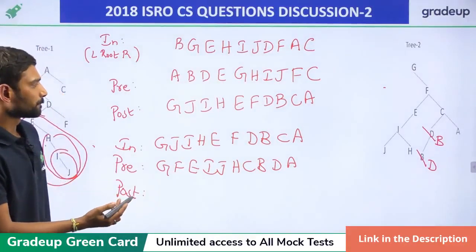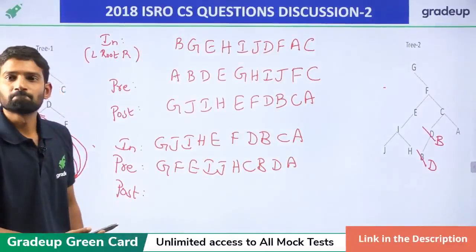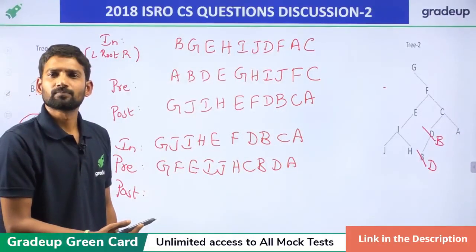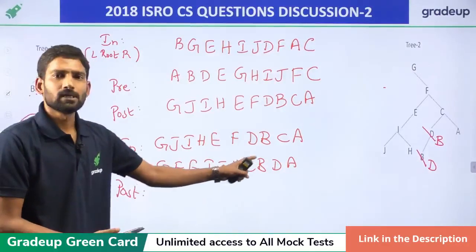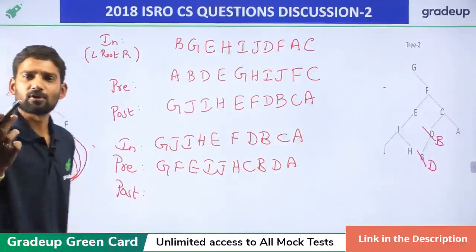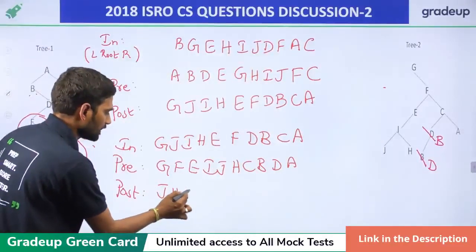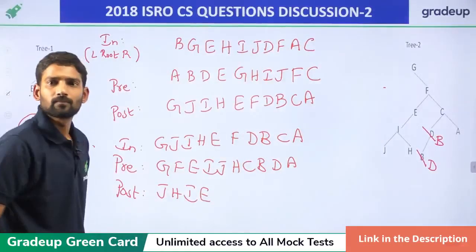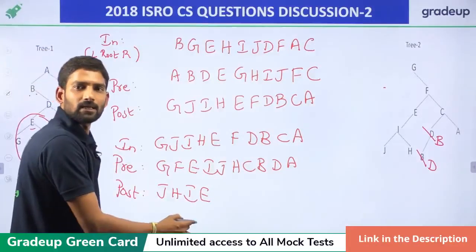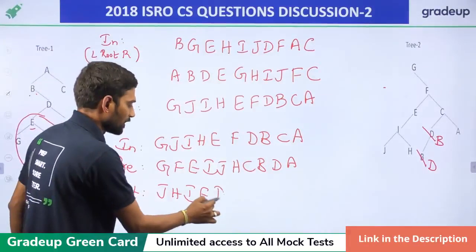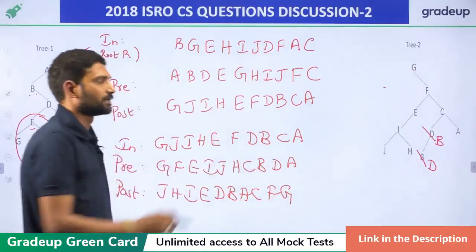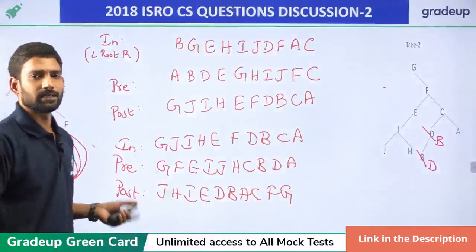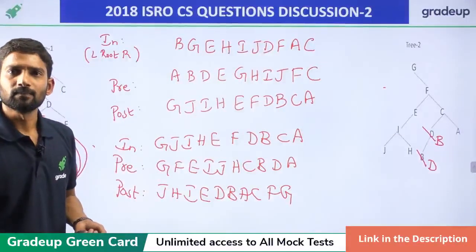What is post order? Pre-order is GFE, IJH, CBDA. Yes, I have written the post order, please: JHIE, DBA, CFG. Okay, DBA, CFG. Fine. Now you please compare. All are here. What and what are the same?